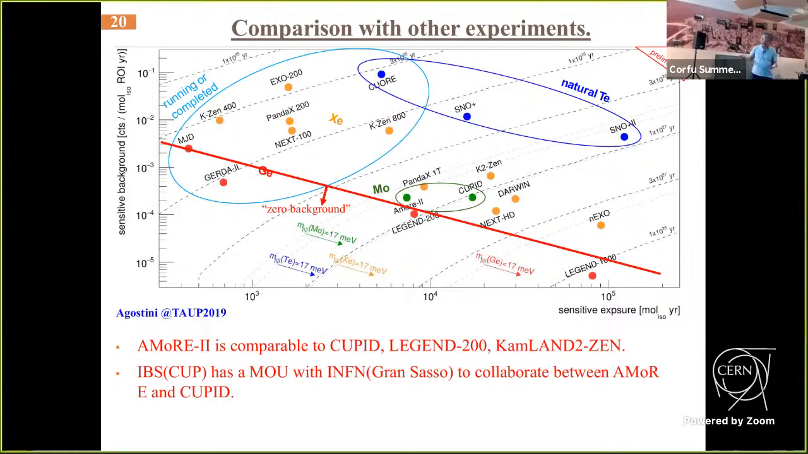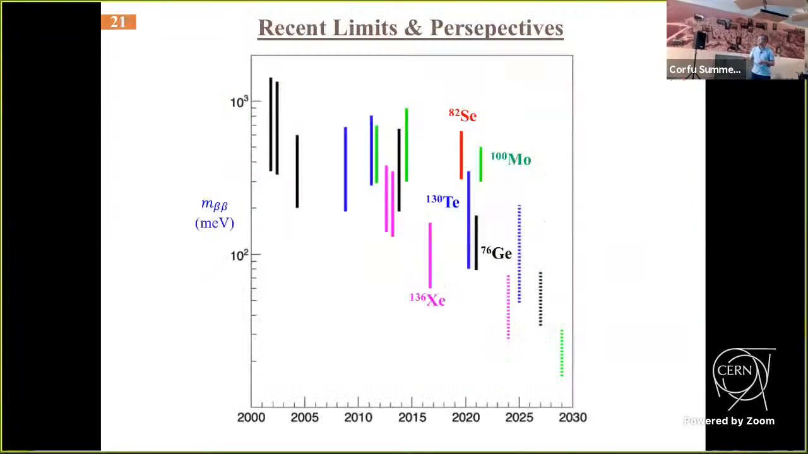But for the near future, this is what is expected, about 10 to the 27 years. This kind of experiment: AMoRE, CUPID, KamLAND-Zen, and other experiments. I will show a little bit of one.